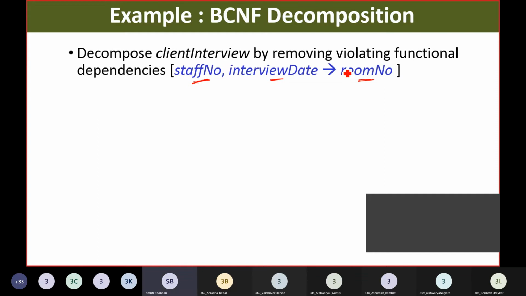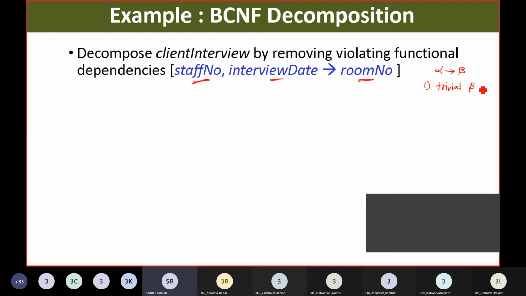So, what we need to do is check for this dependency. If we look at this dependency, we need to see whether it satisfies the rule of BCNF. What our rule says is, if I have a dependency of the form alpha to beta, either this dependency is trivial. So the first rule is that this should be a trivial dependency.